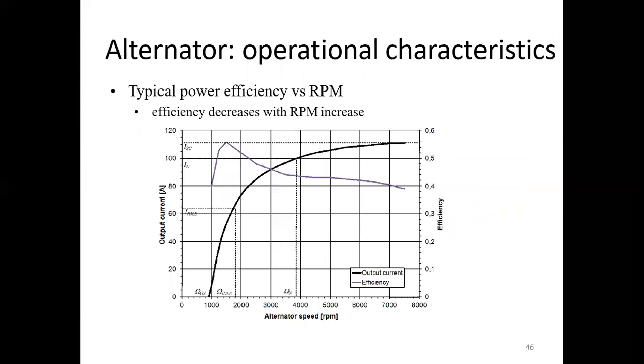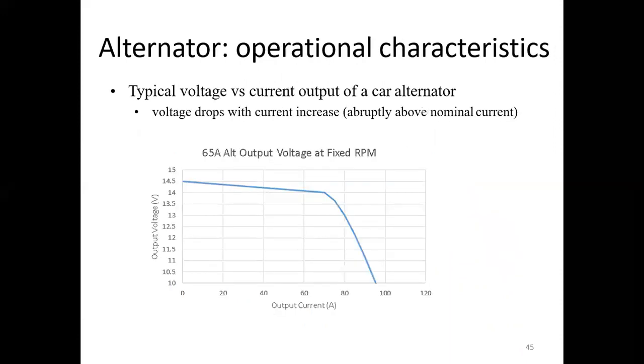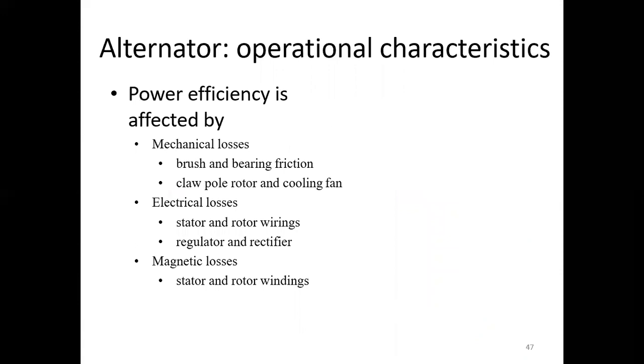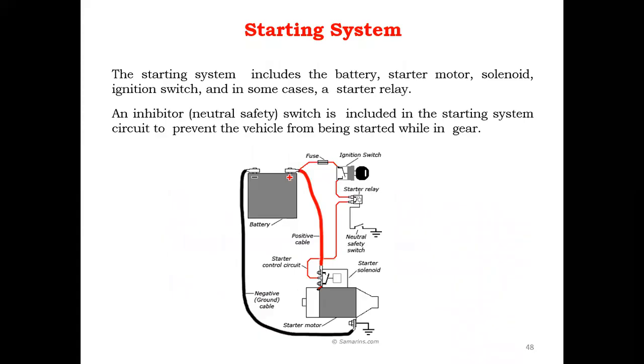These are the operational characteristics of the alternator with different parameters. This is output current versus output voltage, and this is alternator speed versus output current. Then power efficiency is affected. In an alternator, power efficiency is affected by mechanical losses, that is brush and bearing friction, claw pole rotor and cooling fan; electrical losses in the stator and rotor windings, regulator and rectifier; and magnetic losses in the stator and rotor cores.